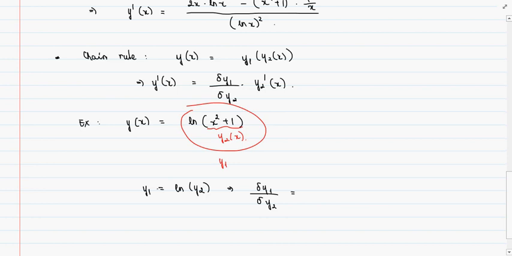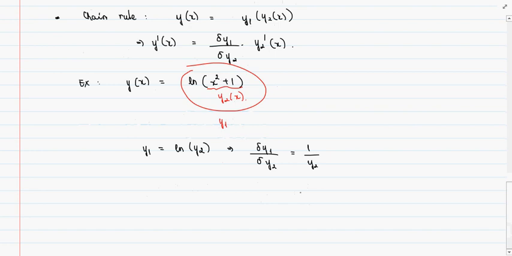We just want to differentiate y1 with respect to y2 as a variable. So you can see if we differentiate a log function with respect to y2, we get 1 on y2, because we're treating y2 as a constant. And that's the first part.